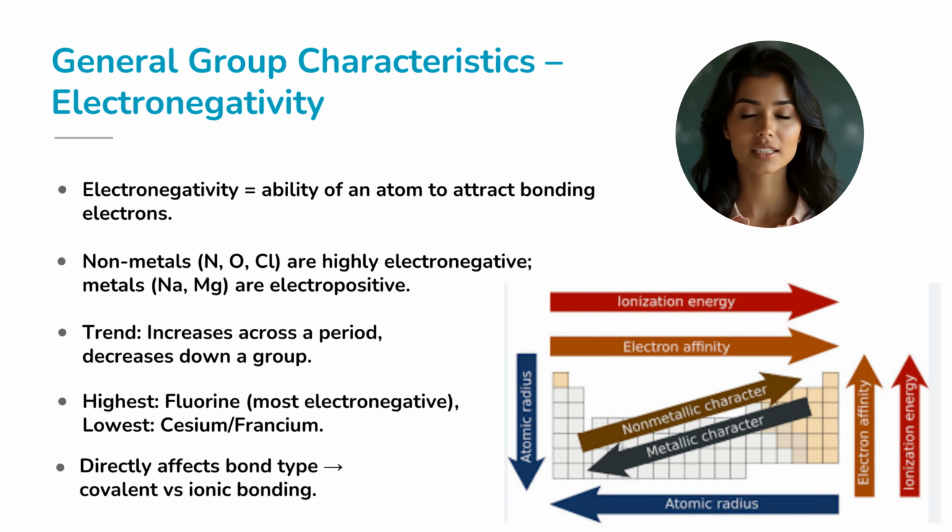That's why fluorine is the most electronegative element in the entire table, while cesium and francium at the bottom left are the least. This trend explains why sodium and chlorine form an ionic bond in sodium chloride, while hydrogen and chlorine form a covalent bond in HCl gas.